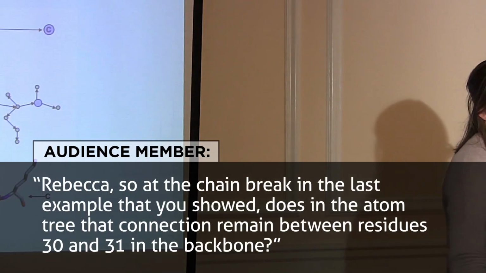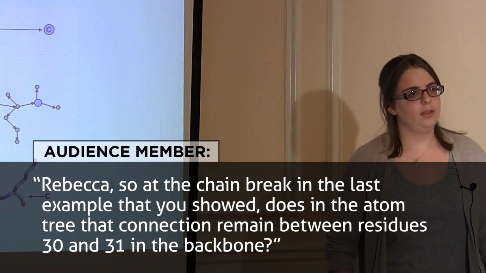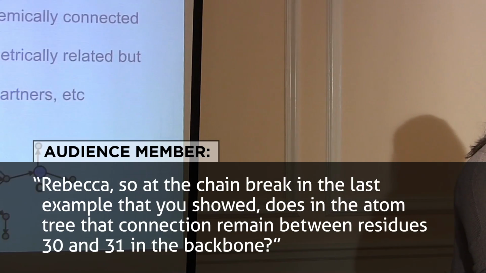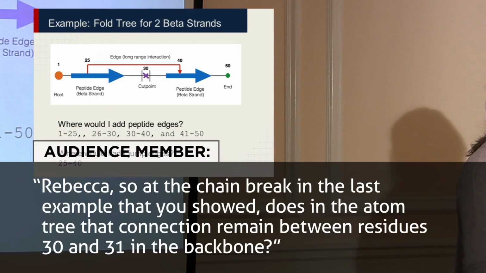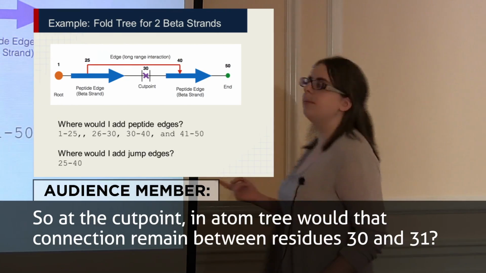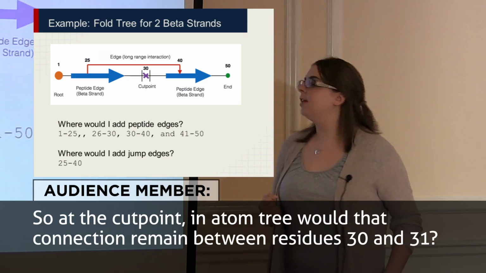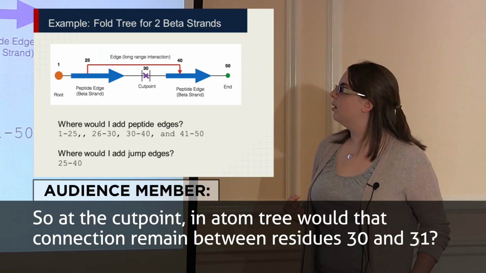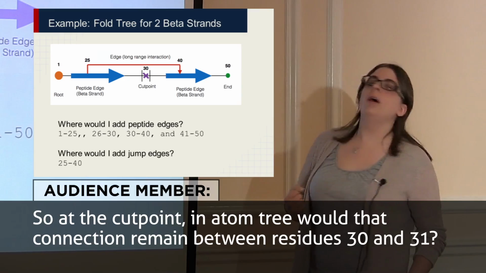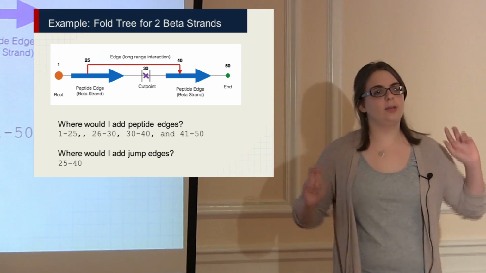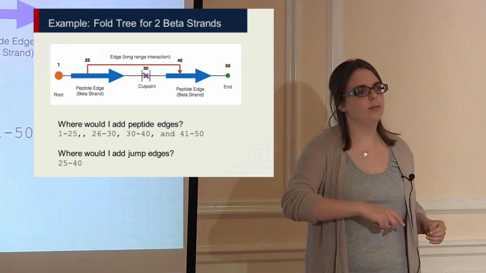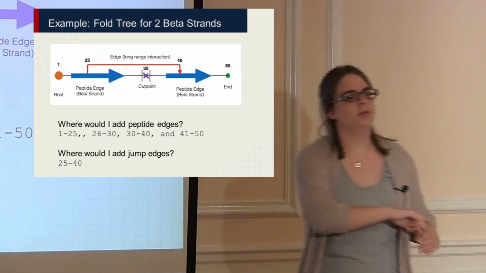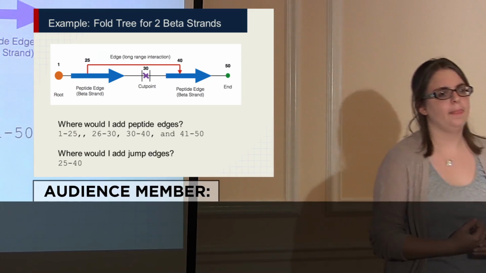So at the chain break in the last example that you showed, in the atom tree, that connection will remain between residues 30 and 31? Can you repeat your question on this step? So when you have that cut point in the atom tree, would that connection remain between residues 30 and 31? No. So the atom tree is also a geometric description, not a chemical one. So it would mirror what the FoldTree would do. So the cut point is necessary.